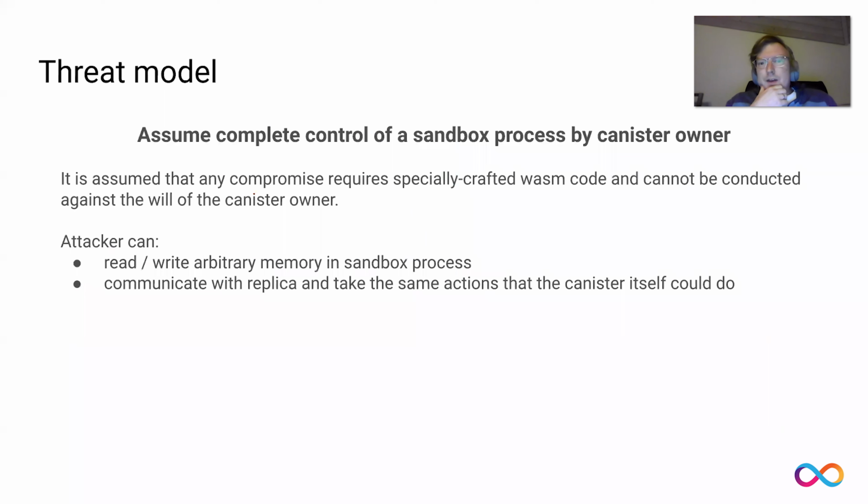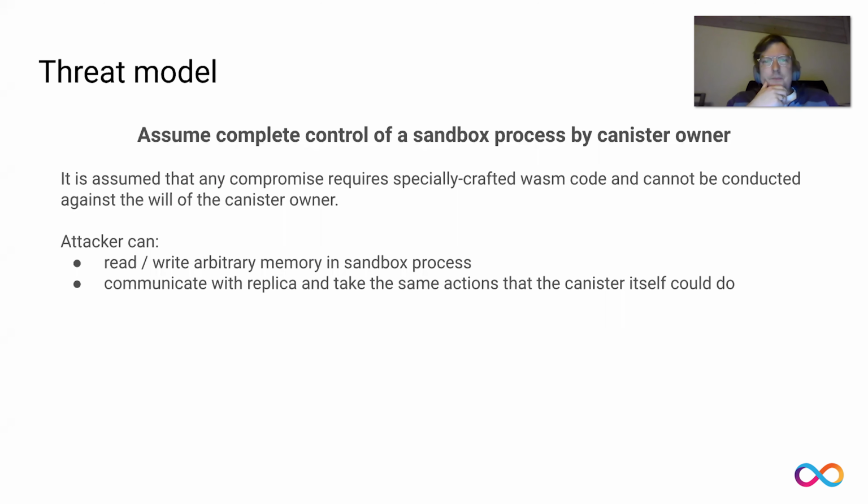On the next slide, what we're trying to achieve is that we have a particular threat model in mind. Namely, what we assume is that an attacker can gain complete control over the sandbox process that is running a canister. But we also assume that the only one who can do this is the actual author of the canister code, because we're assuming any such compromise requires specifically crafted WebAssembly code, and of course only the owner of the canister can decide what code is actually running in that. And with this threat model in mind, the attacker has, of course, the capability to do anything that this process can do inside the system.